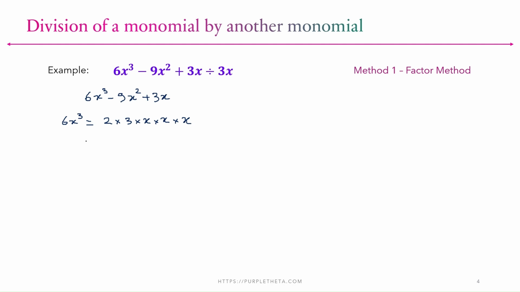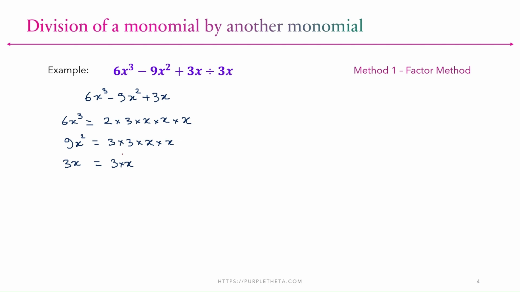Okay. Now 9x square, I will write it here. 9x squared, this is going to be 3 multiplied by 3 is 9, and we have to multiply 2 times x multiplied by x, right? And 3x, this is our third term, this is equal to 3 multiplied by x, right?